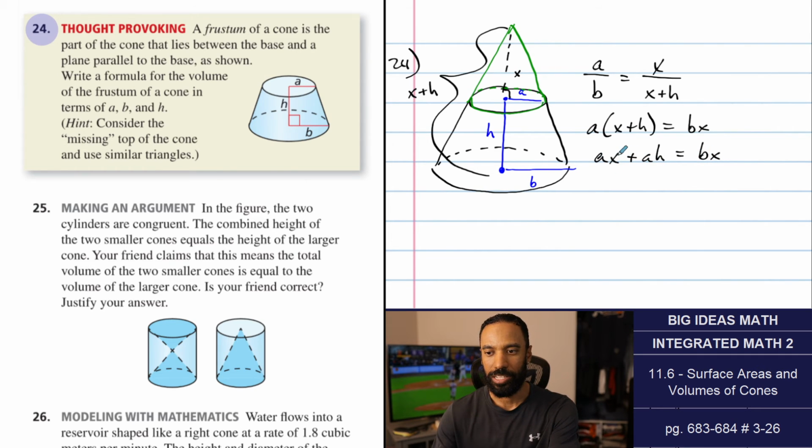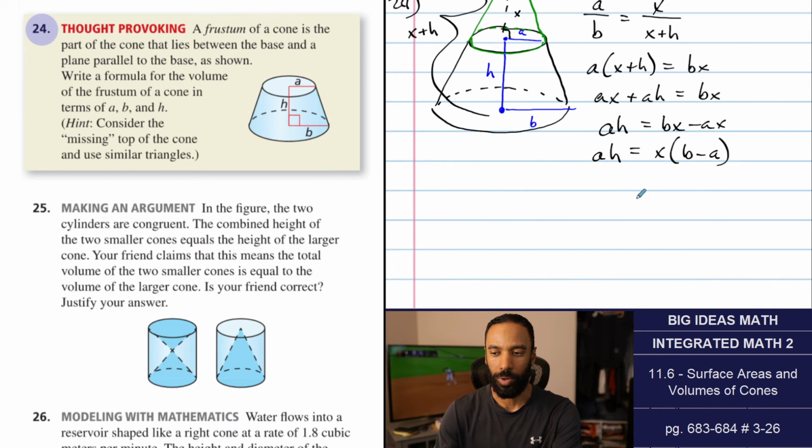Now if I subtract AX on both sides, I get AH equals BX minus AX. Now X is a common factor in here, and I get (B minus A). Then I can divide both sides by B minus A, and I get X equals A times H over B minus A.